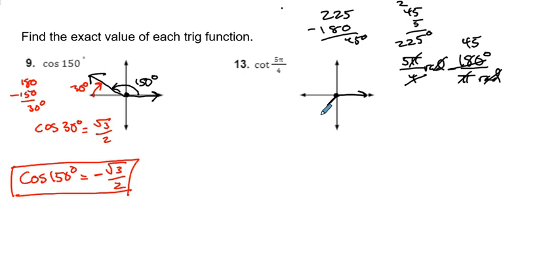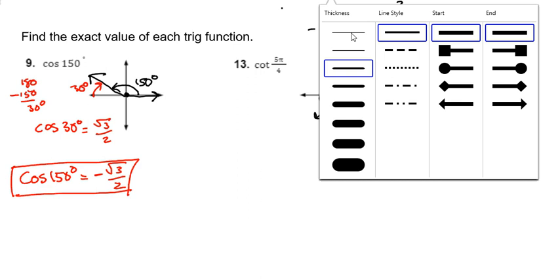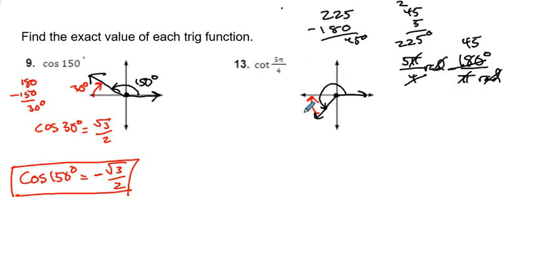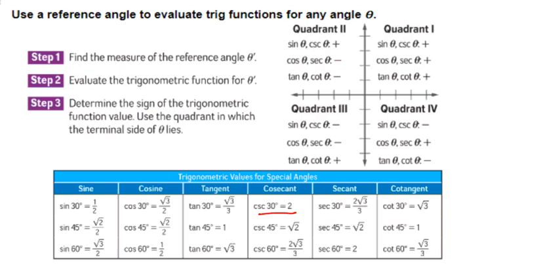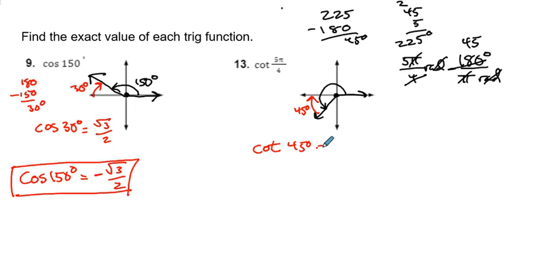The benefit of this is now we know where it is, but we also know that's going to be a reference angle because we were relating it to the x-axis here. So that's 45 degrees, my reference angle. So I'm going to find the cotangent now of 45 degrees. And that, my friends, is 1. So that equals 1.